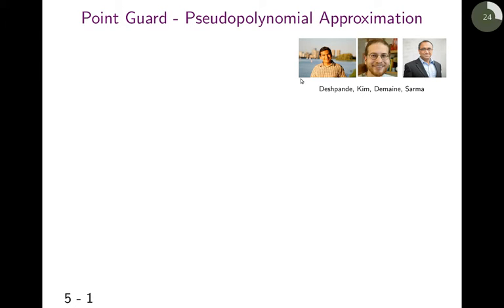But then regarding approximation, there are two algorithms which I want to tell you about. The first is a pseudopolynomial time algorithm, which is an approximation algorithm. It's by Deshpande, Kim, Domain, and Sharma. Couldn't find a picture of Kim. And pseudopolynomial means it doesn't run in polynomial time in the size of the input.